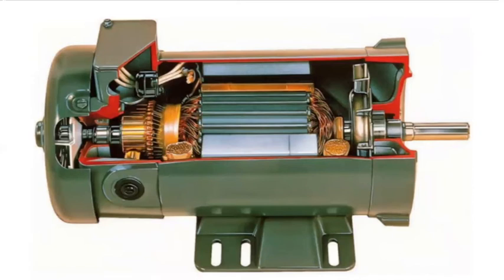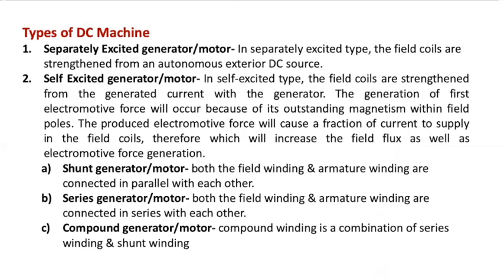Then this is just a cut section of the DC machine, where you can see how it is being placed inside the machine and how it looks. Then we'll try to analyze the different types of DC machine, because DC machines are classified by how the field is connected to the armature for a given machine.